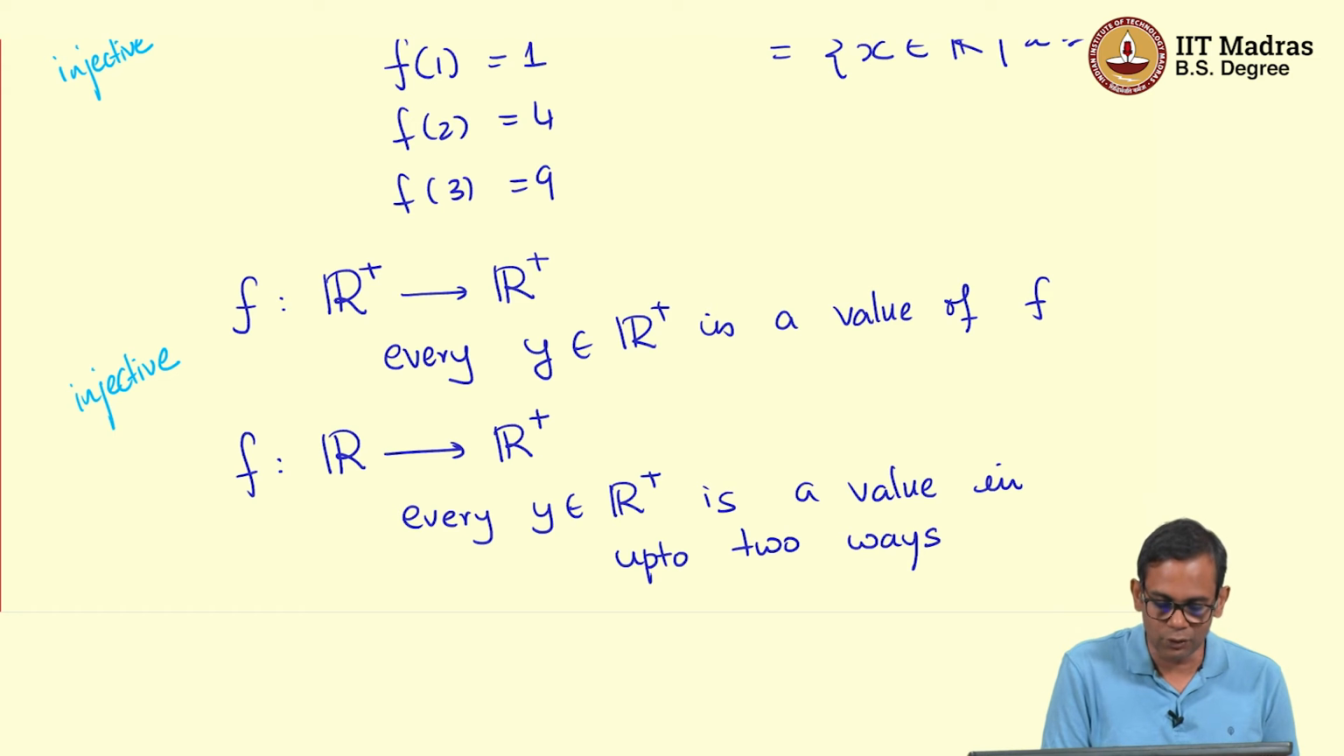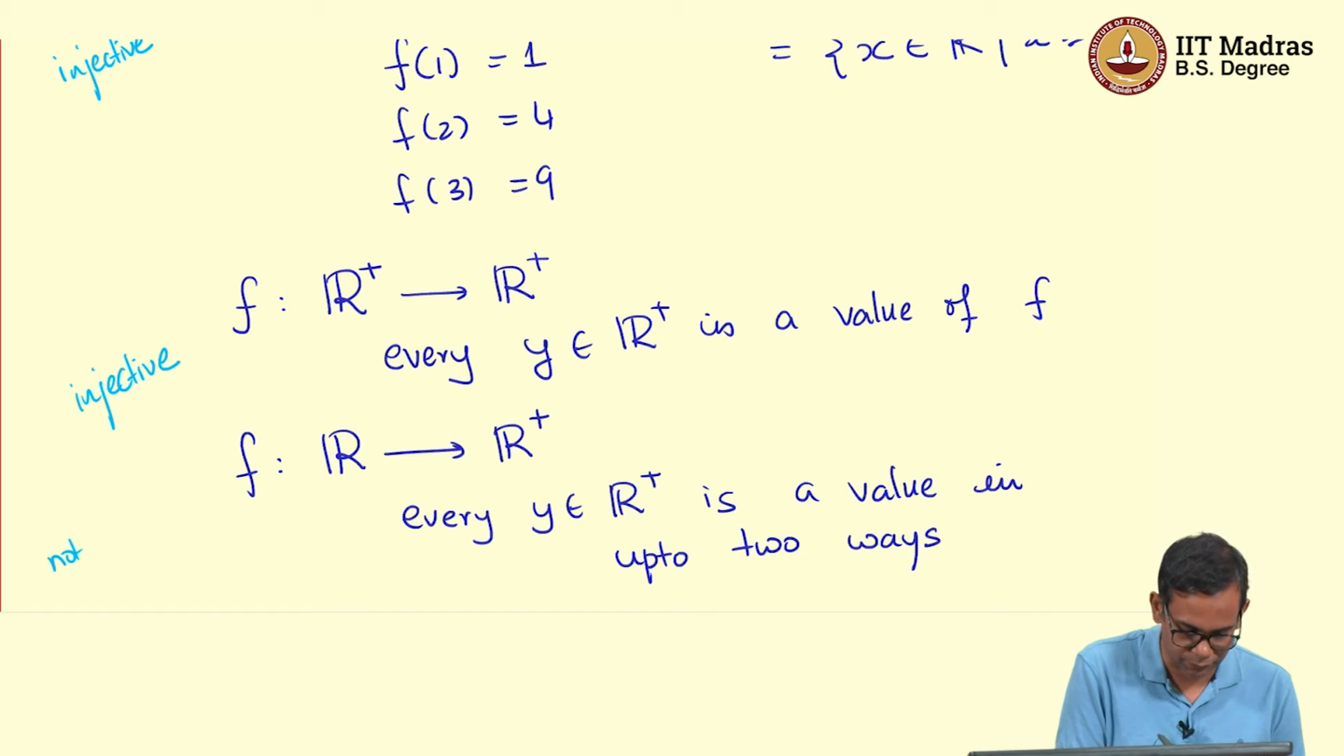But if we look at x goes to x squared as a function from reals to positive reals, then this is not injective, because for example, f of minus 1 is equal to f of 1. So, this is not injective.